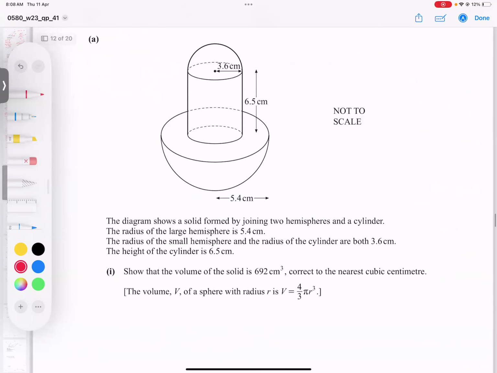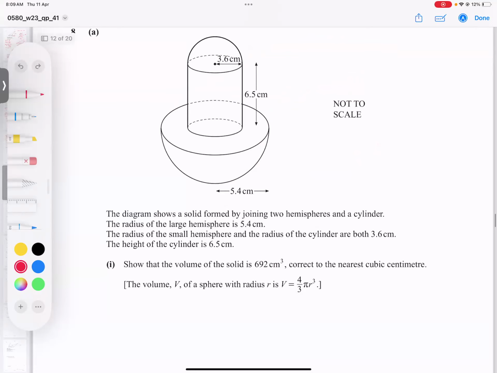This question is area and volumes, mensuration topic. He given us hemisphere, then cylinder, then again hemisphere. Three diagrams. A big hemisphere has a radius 5.4, the smaller 3.6, and the height of the cylinder is 6.5. So the volume of the whole object, I have to prove this connection. So let's go step by step.